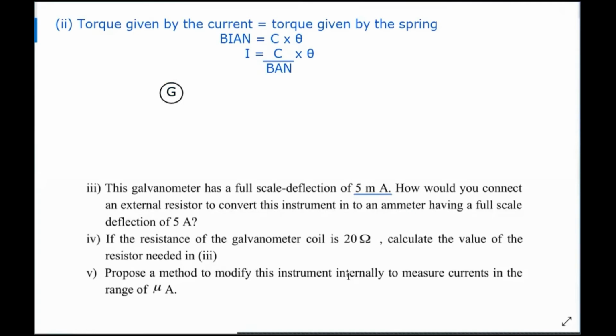Then we can connect. For example, let's say we directly give this current of 5 ampere to this galvanometer. Then what will happen? Can you guess? We send this current directly to the galvanometer, 5 ampere. 5 ampere means how many milliamperes? Lamai?